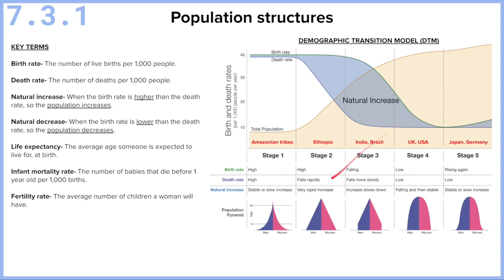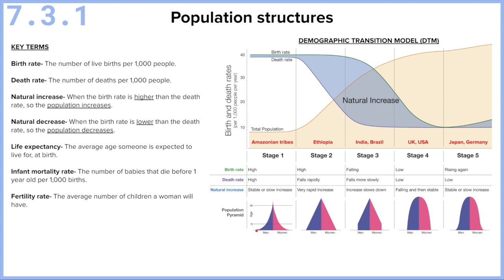And then you'll notice at the bottom here that we have some graphs. These are called population pyramids, and they represent the population that we've been discussing here. The blue and the pink sides represent the population of male and female, and how far up this graph goes represents how long people are living for. So that's the life expectancy, which is the average age somebody's expected to live to.